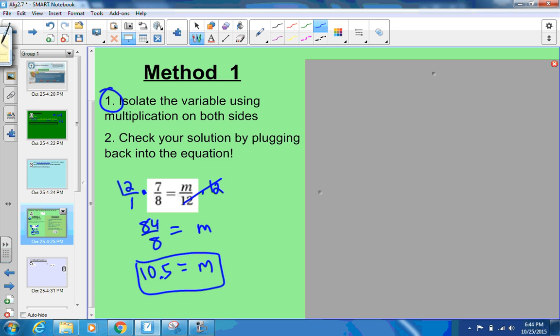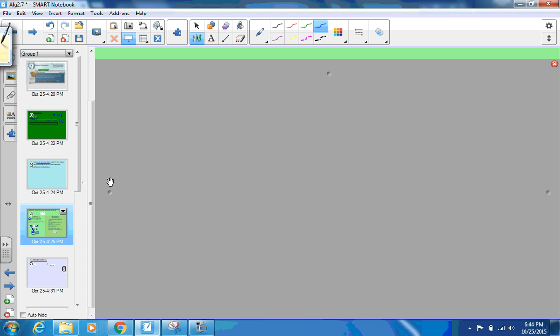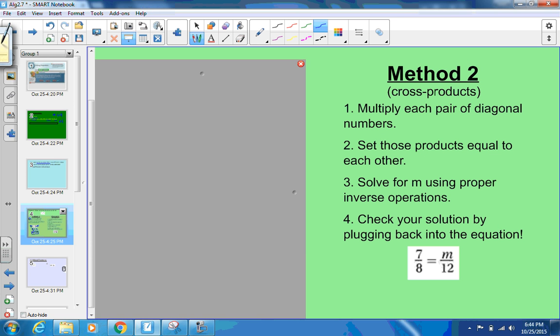You can check that by plugging it back in and then simplifying. If you divide 7/8 and 10 and a half over 12, they should be equal to each other. Okay, that's the one way. It only works if you actually have the variable on the top. Now I want to show you the other way. Make sure you have both methods written down though. The other way is the one we'll use most often.